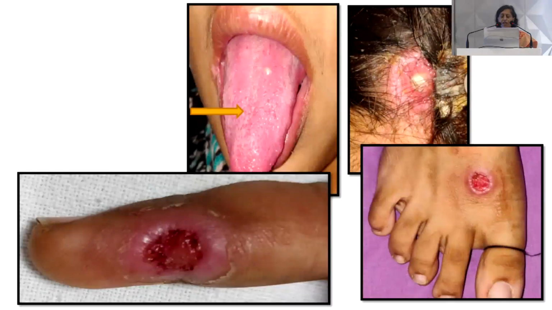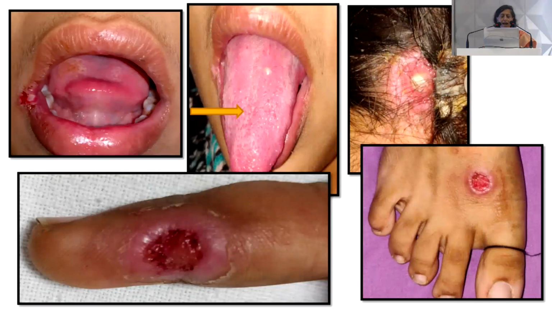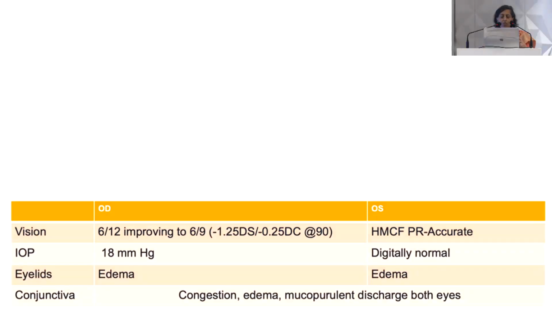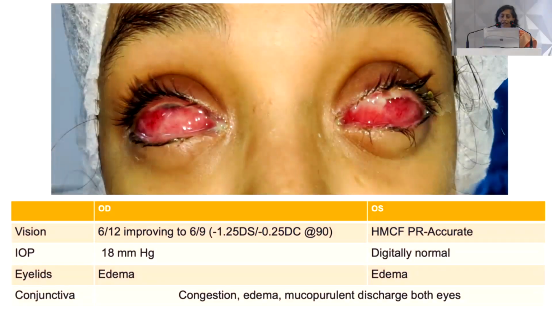Considering the severity of the lesions, these were the kind of lesions she had when she presented to us, and it was only a short history of 10 days with the eye and 9 days with these lesions. So it was a very frightening situation. She had vision of 6/12 in the right eye, left eye only hand movements, there was lid edema, diffuse congestion, mucopurulent discharge, and so on.